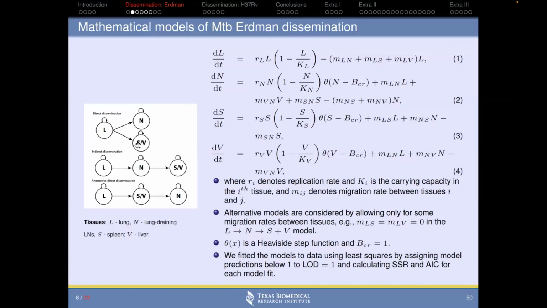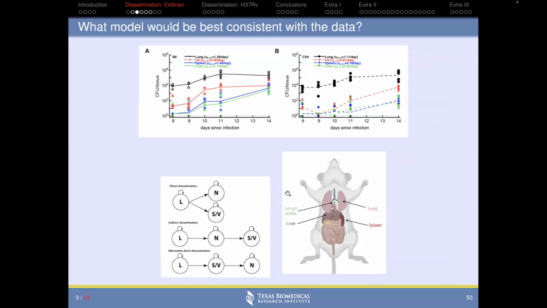And then these cartoons we can describe as a system of differential equations with different rates of migration between the tissues. And this is the full model that assumes all the different dissemination events. But then if we say it's only this particular model, direct dissemination, that from the lung you only go into, say, lymph nodes, spleen, and liver, but from the lymph nodes you don't go anymore into another tissue, for example.